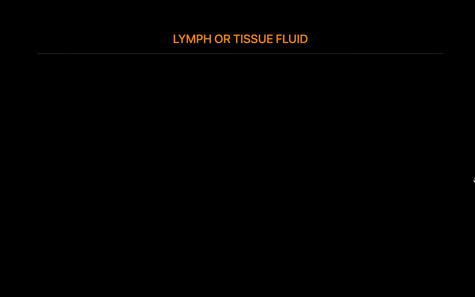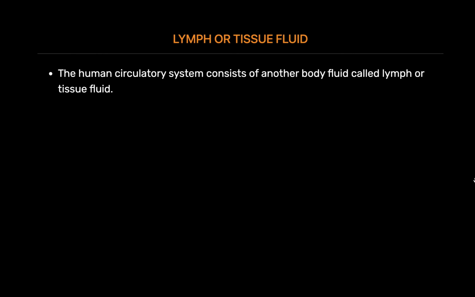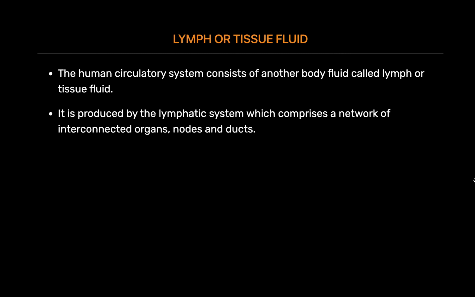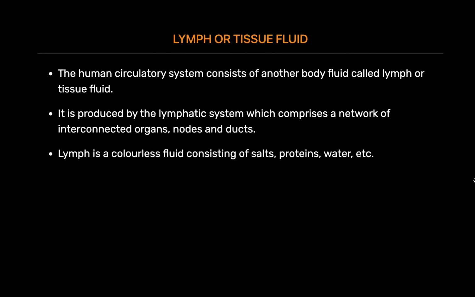Lymph or tissue fluid. The human circulatory system consists of another body fluid called lymph. It is also known as tissue fluid. It is produced by the lymphatic system, which comprises a network of interconnected organs, nodes, and ducts. Lymph is a colorless fluid consisting of salts, proteins, water, etc.